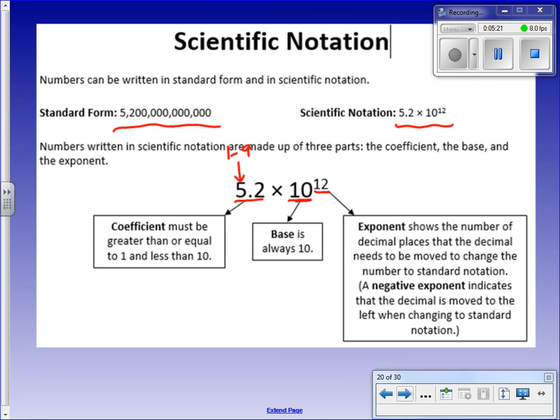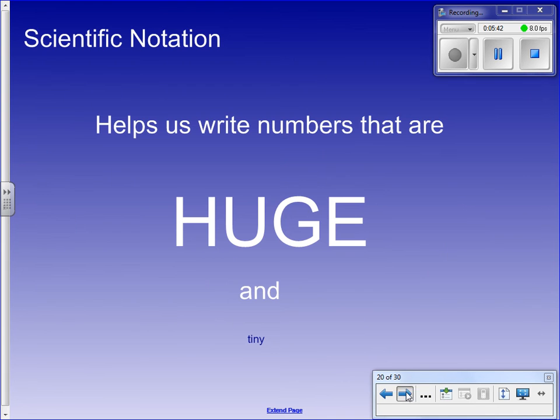A negative exponent indicates that the decimal is moved to the left when changed to standard notation. That does not mean that our number is negative. So if I say 5.2 times 10 to the negative 12, our number is not negative. That just tells us that the number is less than 1, just like negative powers of 10. So scientific notation is used to help us write numbers that are huge and that are tiny.